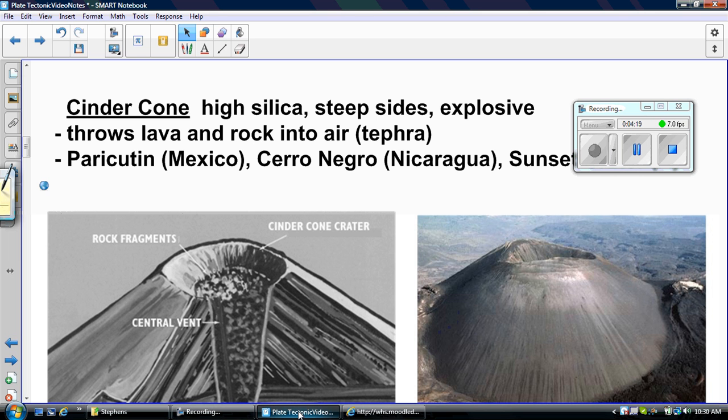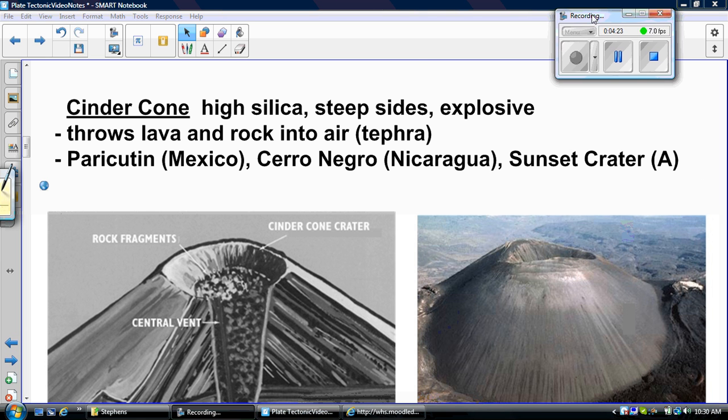Okay, so back to the cinder cone. Examples of cinder cone volcanoes that we have: Paricutin in Mexico is a cinder cone volcano, Cerro Negro in Nicaragua, and Sunset Crater in Arizona is a cinder cone. Now, if you notice, one of the things about a cinder cone is it usually blows its top off, and what's left is the missing part of the volcano at the top. So it leaves a vent or a crater. And so Sunset Crater in Arizona is an example of that.